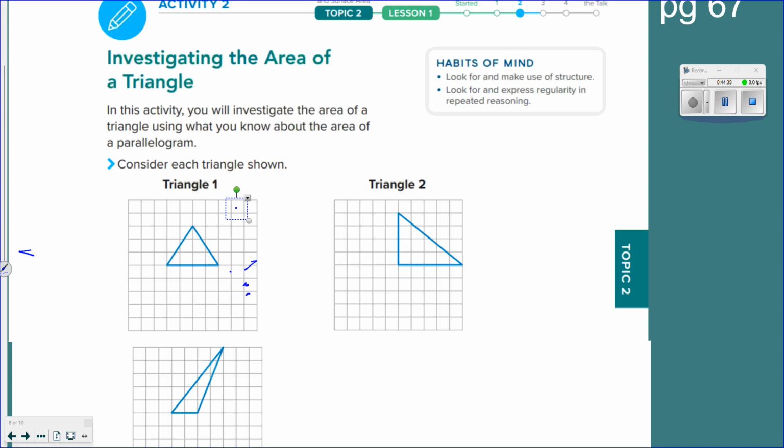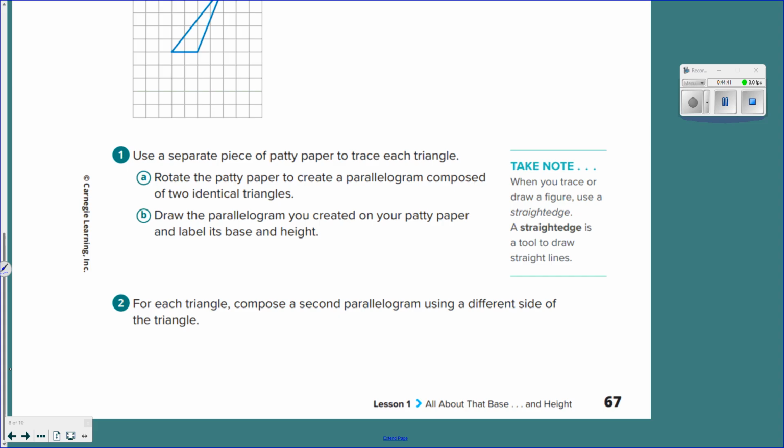Label the base and the height once you have finished that. Okay. So, draw the shape, flip it upside down, put the lines together, and retrace. About 4 minutes.